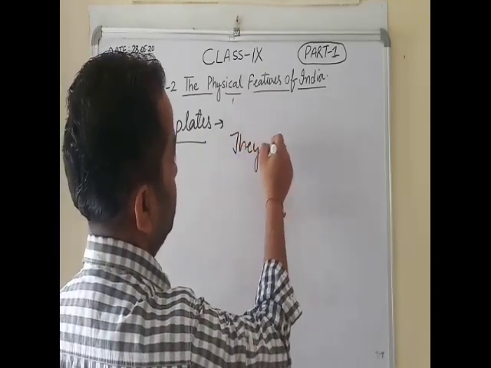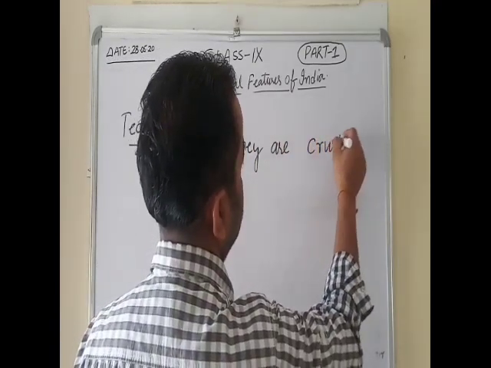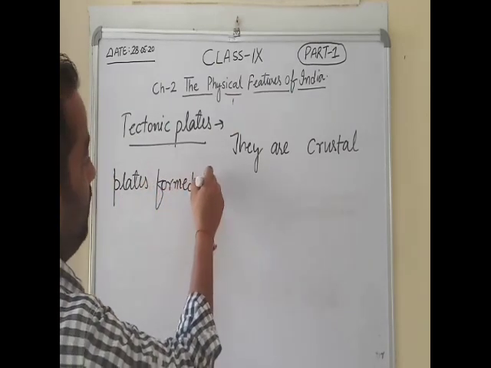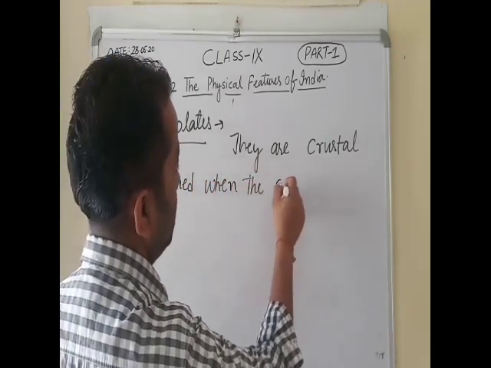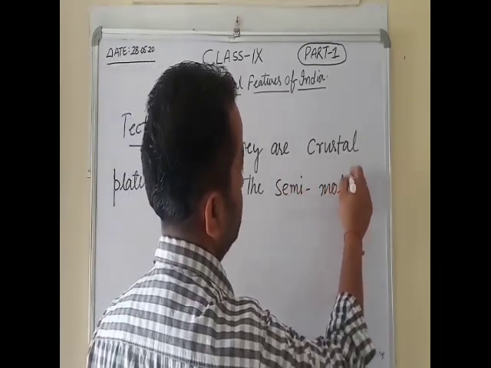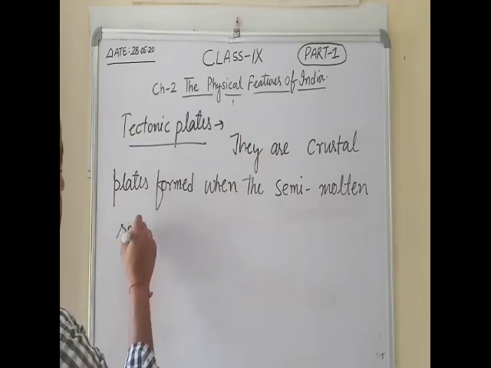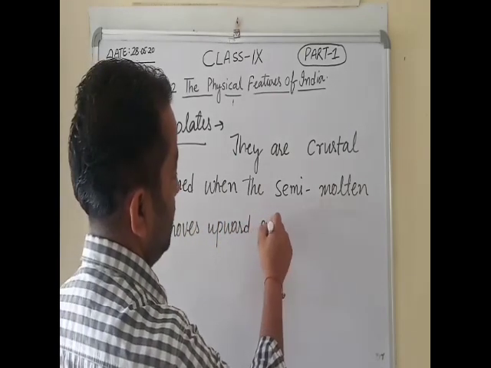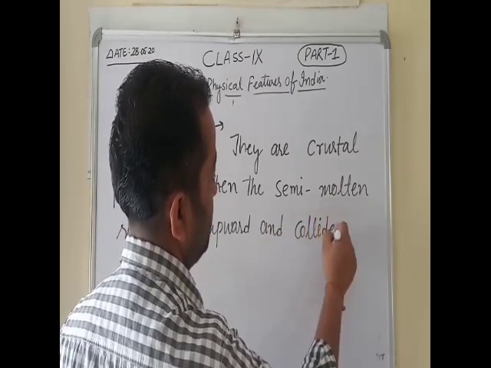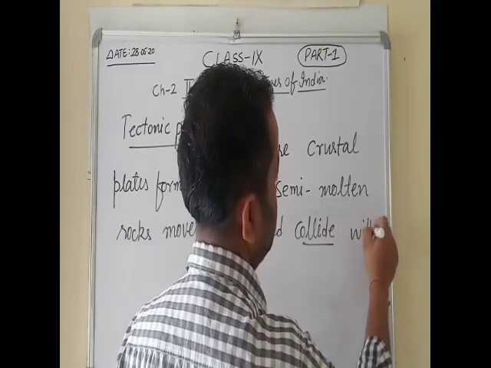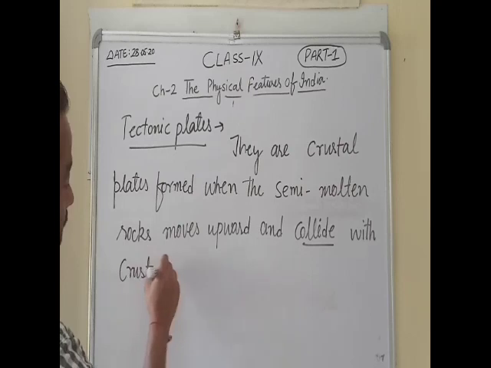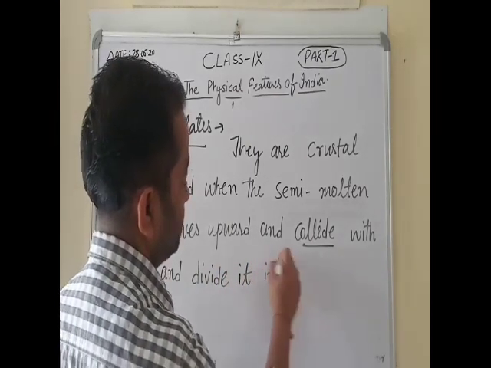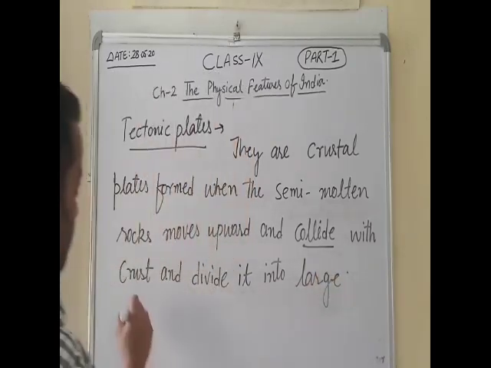They are crustal plates formed when the semi molten rocks move upward and collide, मतलब टकराना, ठीक है, and collide with crust and divide it into large fragments.